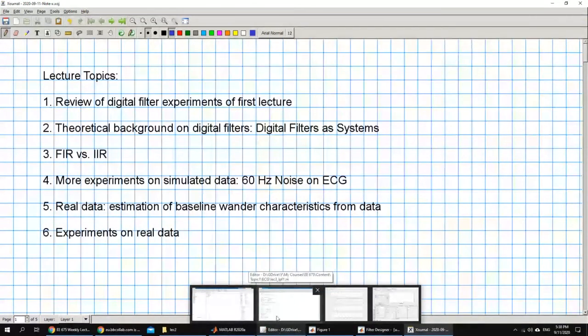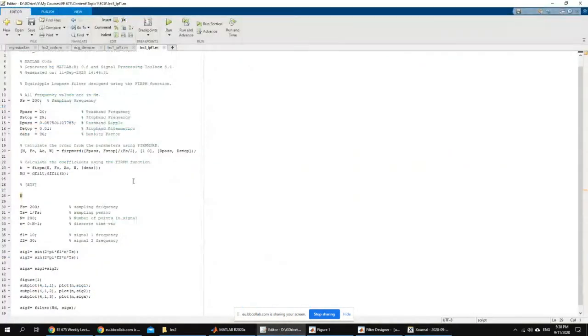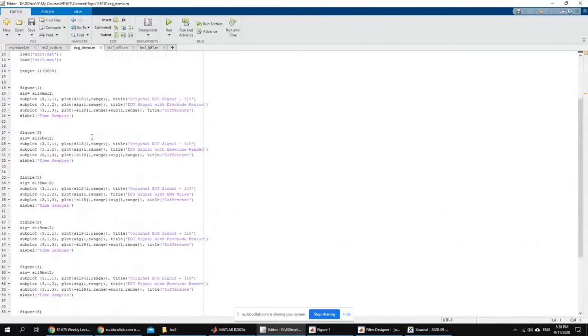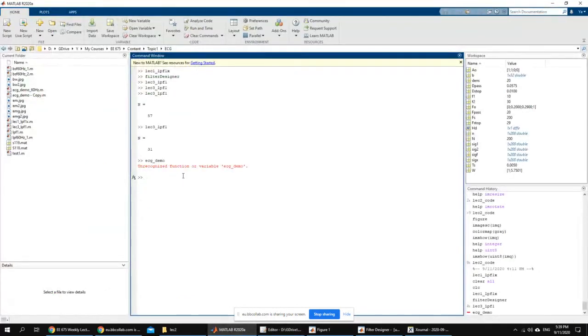Okay. So now we're going to simulate 60 hertz noise on ECG. Where can we get ECG signals, first of all? Remember that we had a code that I gave you, which is the ECG demo. This is the code that I gave you with the data. We have two data files, s118.mat and s119.mat. Basically, these files contain the data that look like, let's see here.